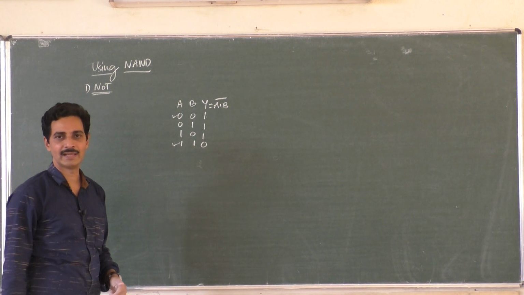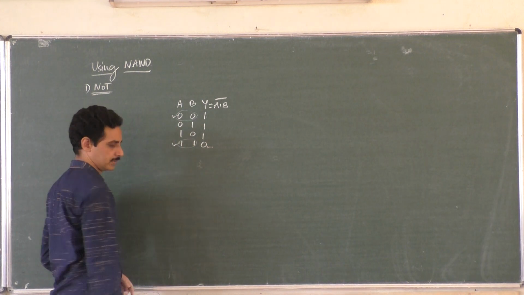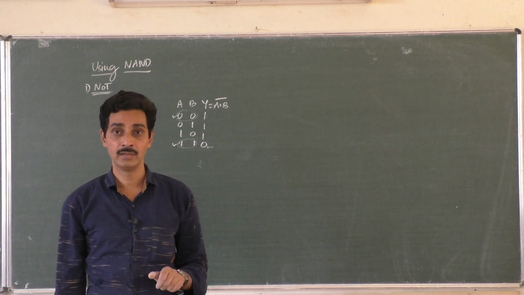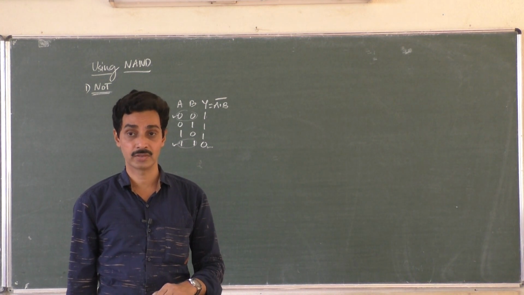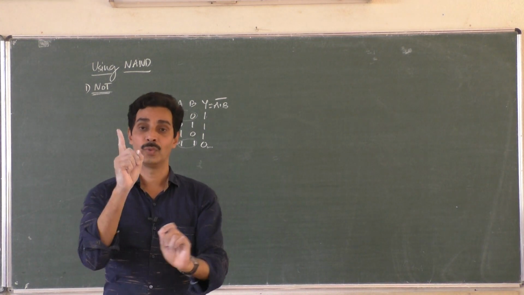Is it not a NOT gate? When the input is 1, 1, output is 0. When the input is 0, 0, output is 1. Sir, what is the guarantee that we will give both the inputs the same, either 0 or 1? There may be a chance of giving 0 and 1 also. So for that, we will use an idea. We will tie the inputs and make it one.